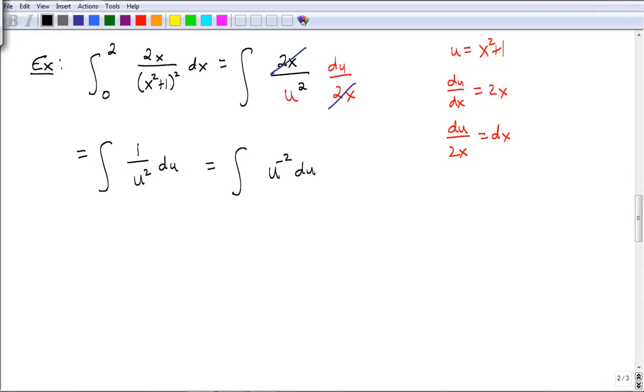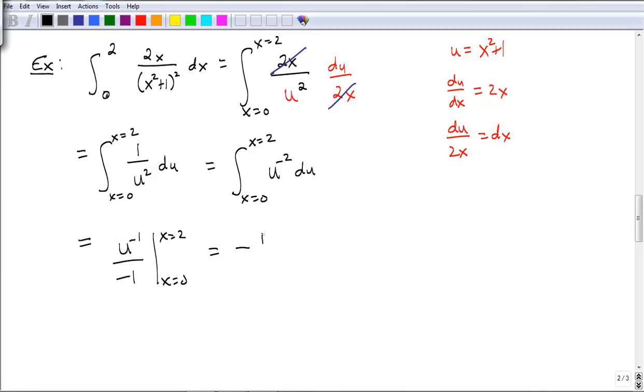And now I get to choose what I want to do with my bounds. The problem is 0 and 2 go with x. They don't go with the u's I just put in. They go with the x's I just put in. So I can integrate u to the negative 2. I add 1 to the power. I get u to the negative 1 over negative 1 from x equals 0 to x equals 2.